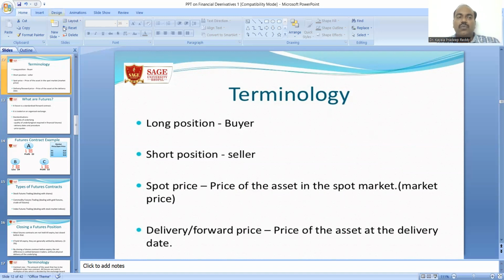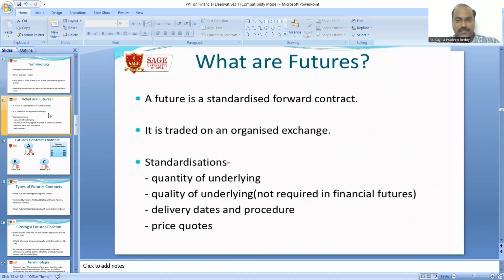And now let us see what are futures or futures contracts. A future is a standardized forward contract and it is traded on an organized exchange. And the standardizations are quantity of underlying asset, quality of underlying (not required in financial futures), and delivery dates and procedure. The price codes are important in these futures contracts because they are exchange traded contracts.